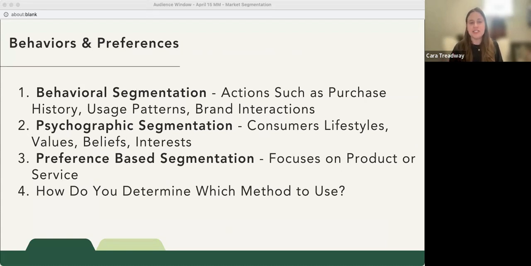Behavioral segmentation focuses on actions like purchase history or brand interactions. Psychographic segmentation really delves into lifestyles, values, and beliefs, offering insights into your audience's motivations. Then we also have preference-based segmentation. This targets specific product or service preferences, so it helps to align your offerings with your customers' desires or needs. Deciding which method of segmentation you want to use is important, and it involves considering specific factors like your marketing objectives or the nature of your business.